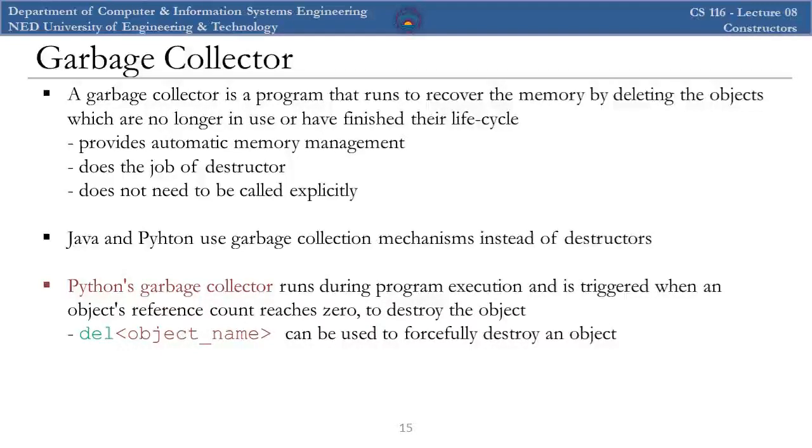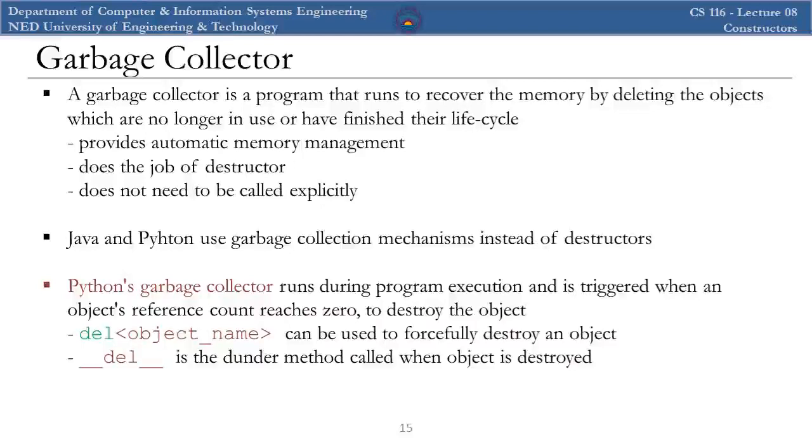One important thing here is, whenever you delete an object using this keyword del, it automatically calls another dunder method, and that dunder method is __del__, double underscore del double underscore, and it is always called whenever you delete an object, or an object is destroyed.